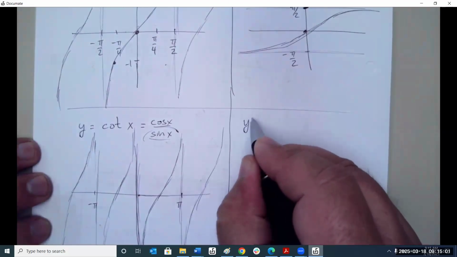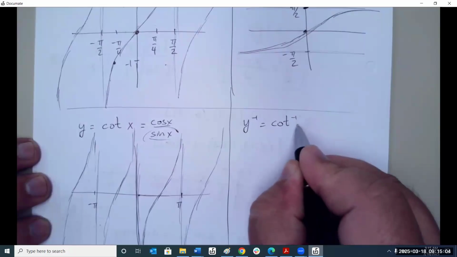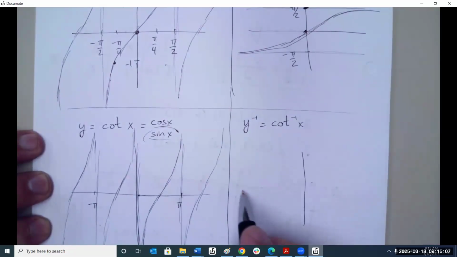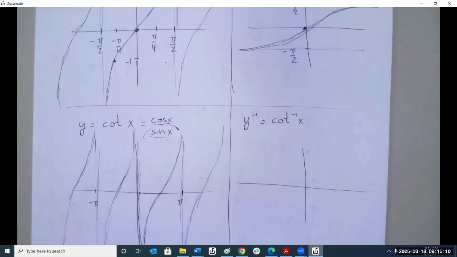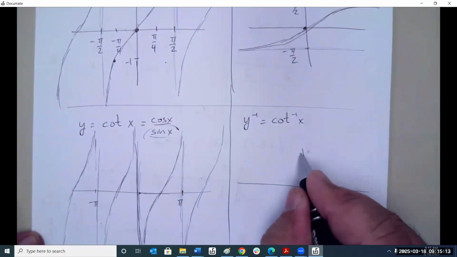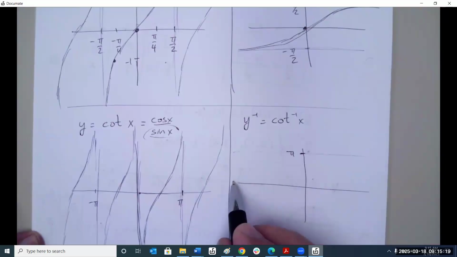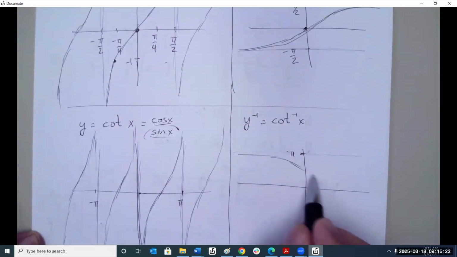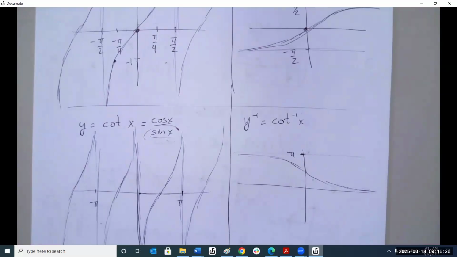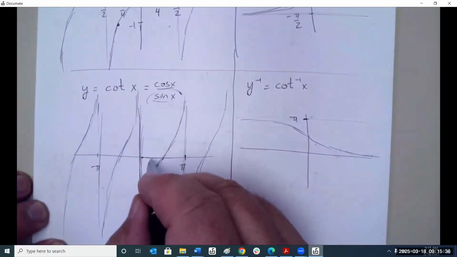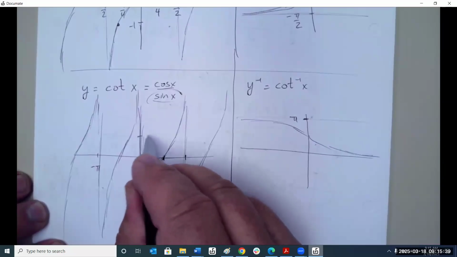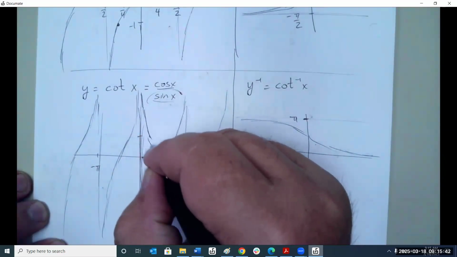So the inverse of cotangent goes from 0 to pi. So those are my bounds, and pi over 2 is 0. Pi over 4. Oop, hold on, time out. At pi over 4, it should be 1. So I'm sorry, this is a decreasing function.